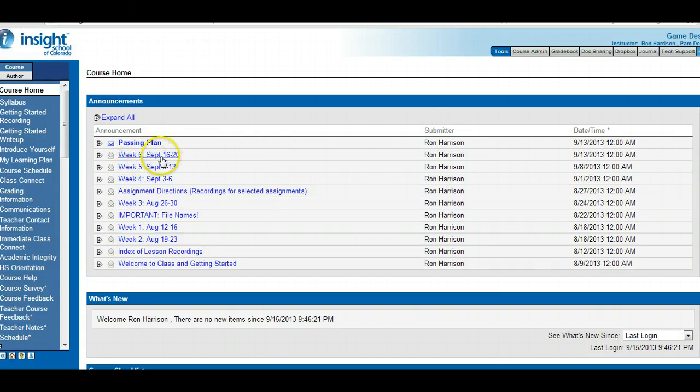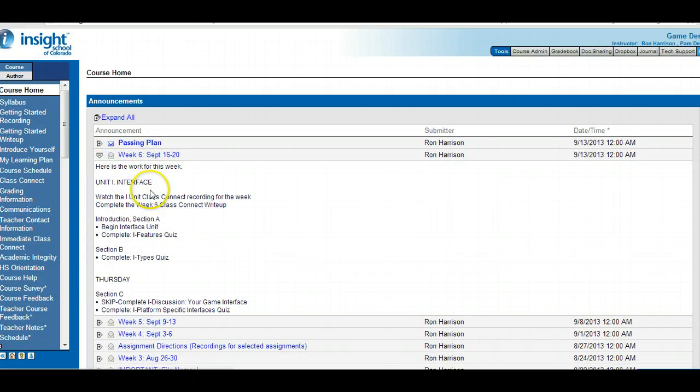And you can see that Week 6 goes from September 16th through 20th. If I take a look at this, Week 6, we're into the interface unit, and we're going to cover section A, section B, section C, so only the first half of the interface unit. So this is a pretty short week, so it'll give you a chance to catch up on older work.